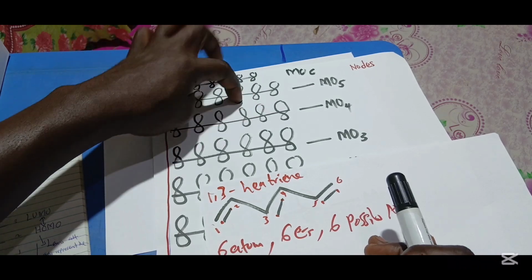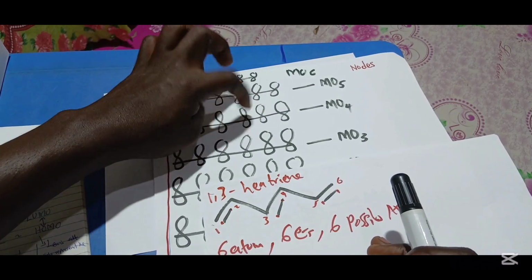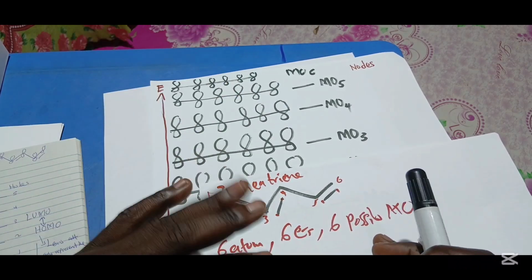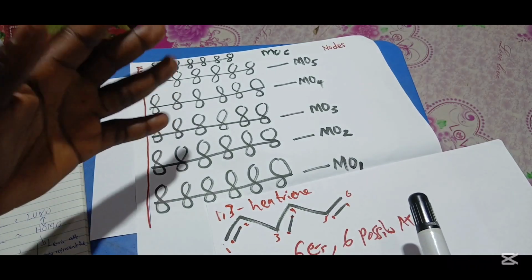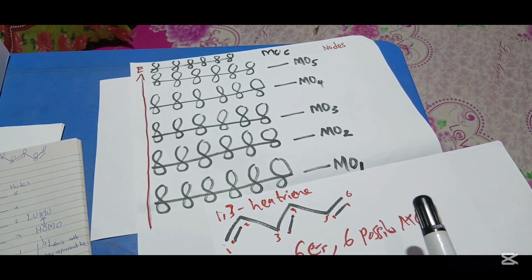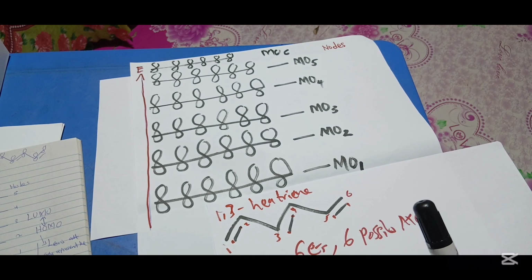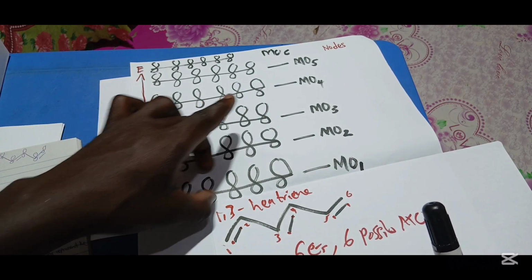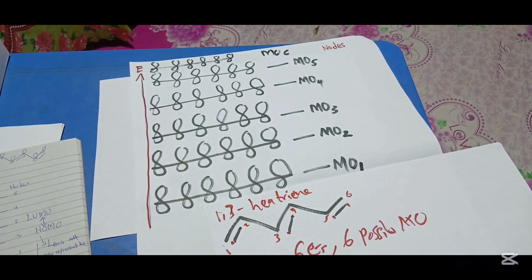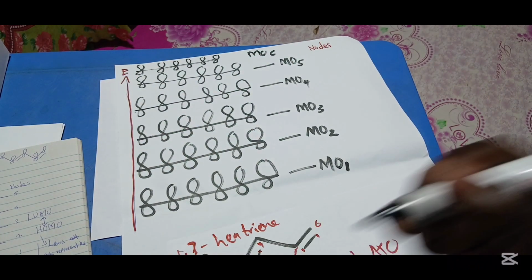You can see that 1, 2, 3, 4, 5, 6. Everything has all the molecular orbitals, they have 6 atoms. I don't know whether you get this. It means that each molecular orbital has 6 atoms, right? Okay. So I think this is okay.